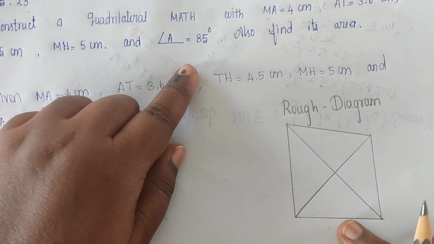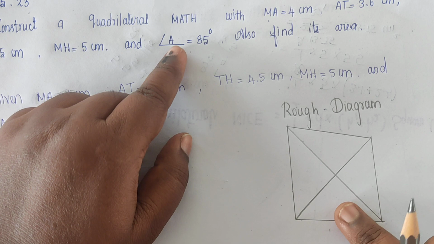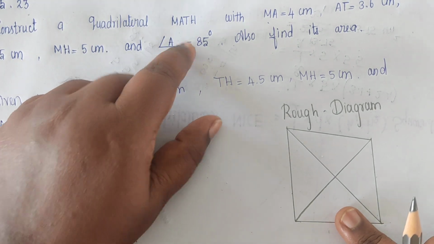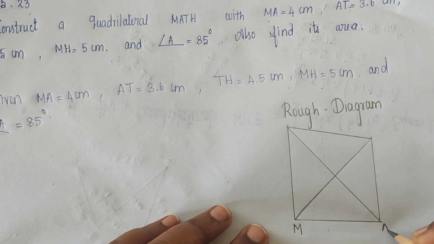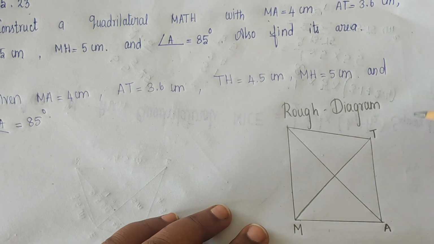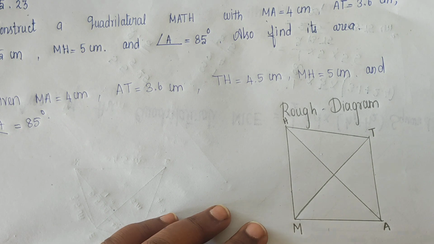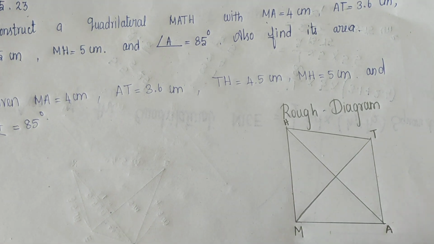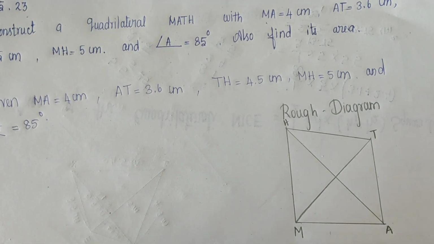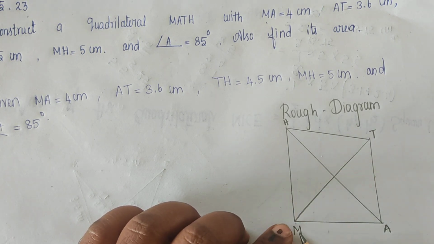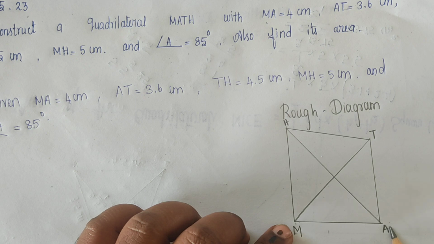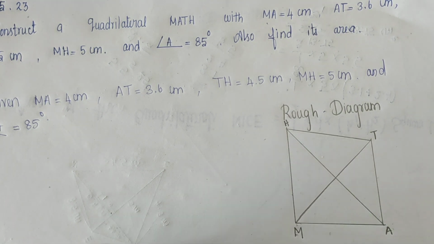First we name this diagram. This diagram's name is MATH, so M A T H. Naming starts from this position, as always: M A T H.